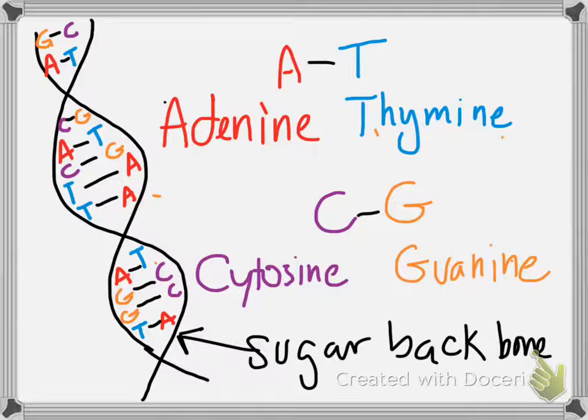It's like being able to write the entire works of William Shakespeare using 4 words and have it make sense. It's kind of astounding. So the 4 chemicals other than the sugar backbone are adenine, thymine, cytosine, and guanine. 4 chemicals. And we usually say ATCG.